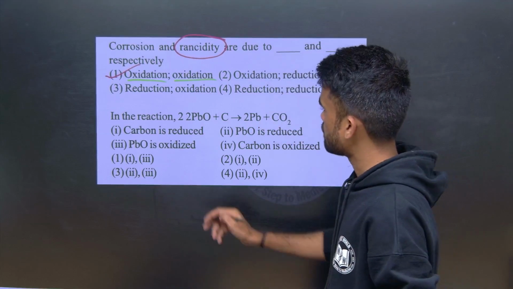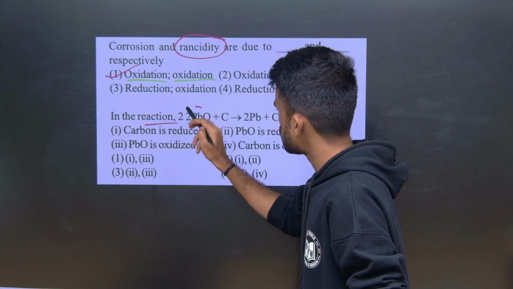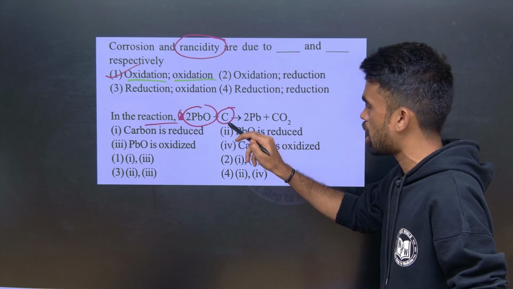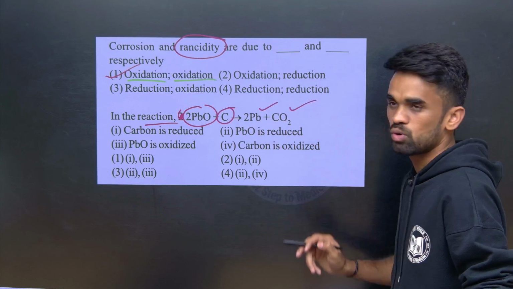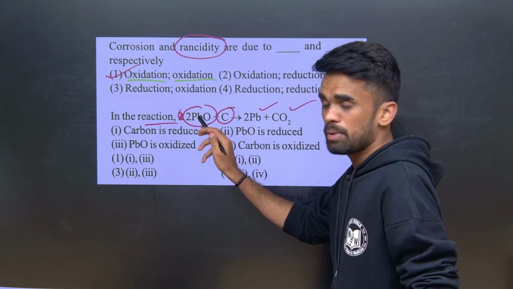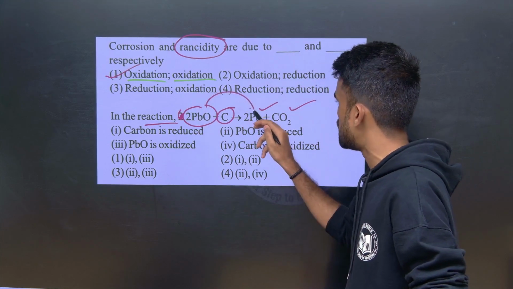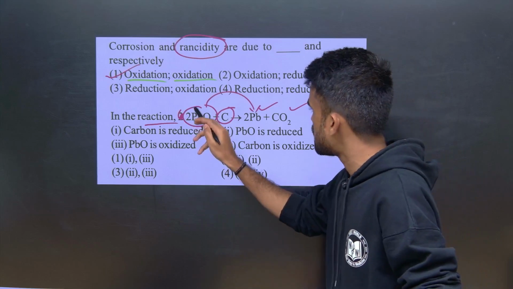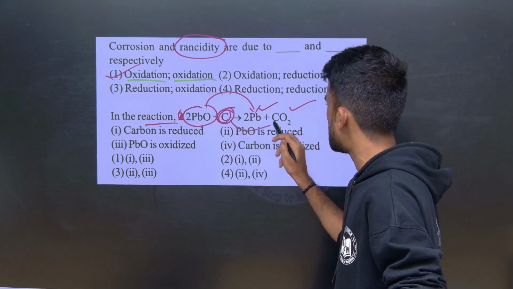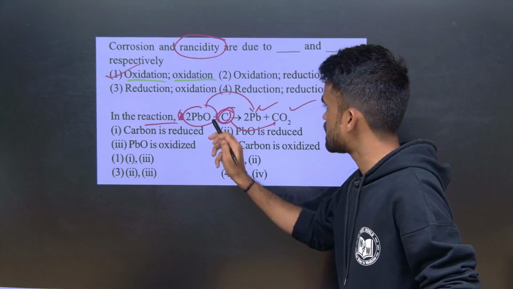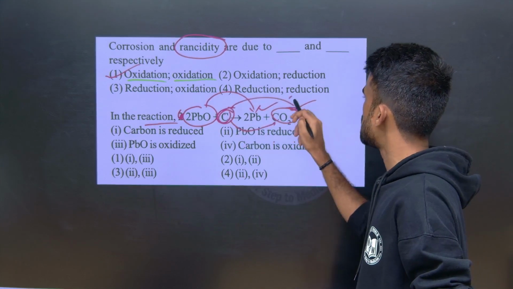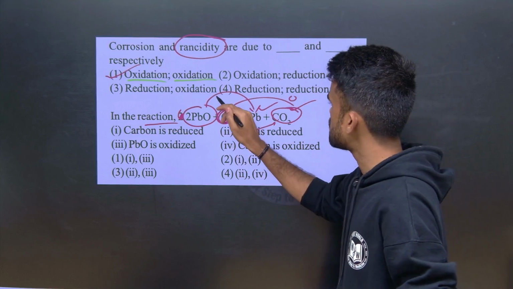Next, in the reaction 2PbO, we are treating it with carbon, forming Pb plus CO2. Now what are we observing here? Lead oxide is converting into lead. So what is this process? It is undergoing reduction. Loss of oxygen is reduction, and carbon is gaining that oxygen. Carbon is taking this oxygen and becoming carbon dioxide. Gain of oxygen is oxidation. So this is oxidation and this is reduction.